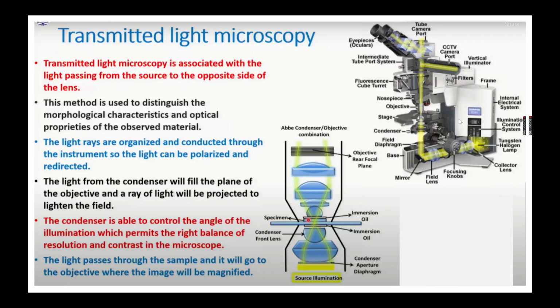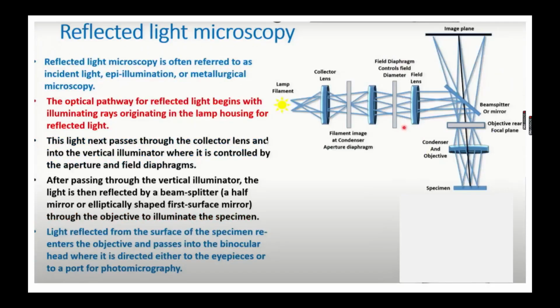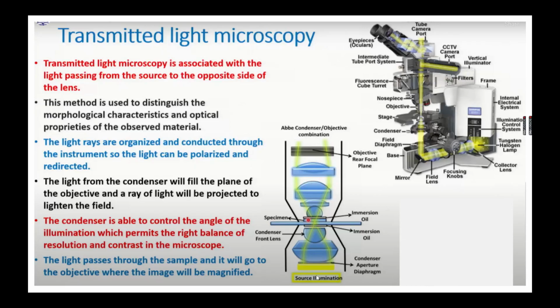So here also the main concept is the reflection, because here there is a beam splitter or the mirror. But here the light is coming, and in the center there is a specimen or the object which we want to see. So the light is transmitting through this specimen. This method is used to distinguish the morphological characteristics and the optical properties of the observed material.